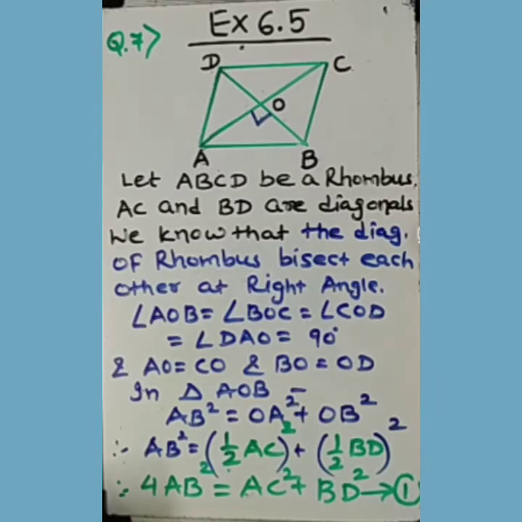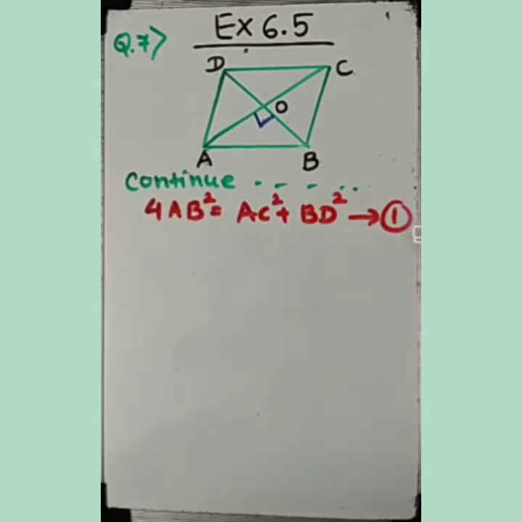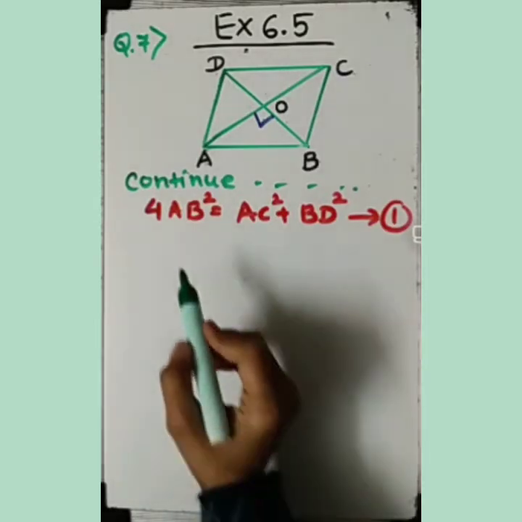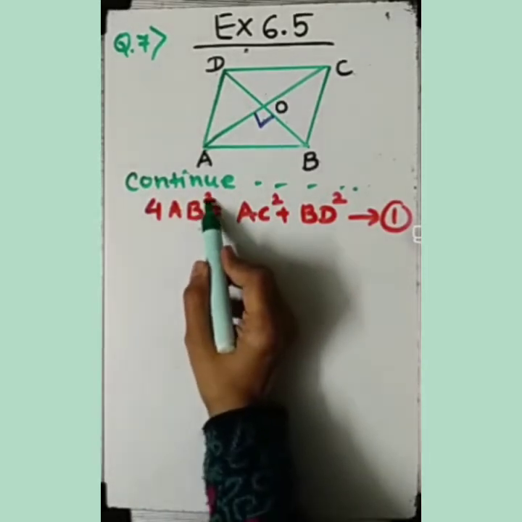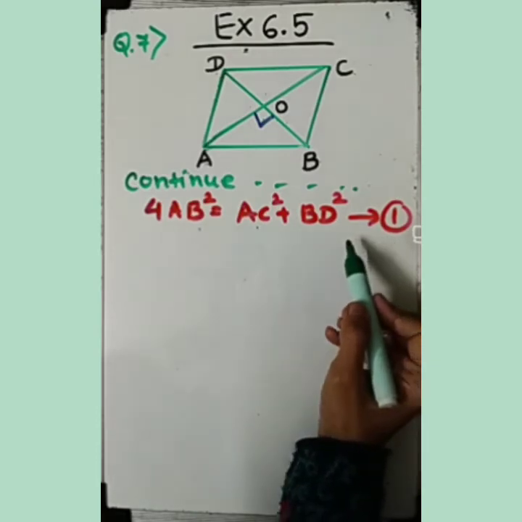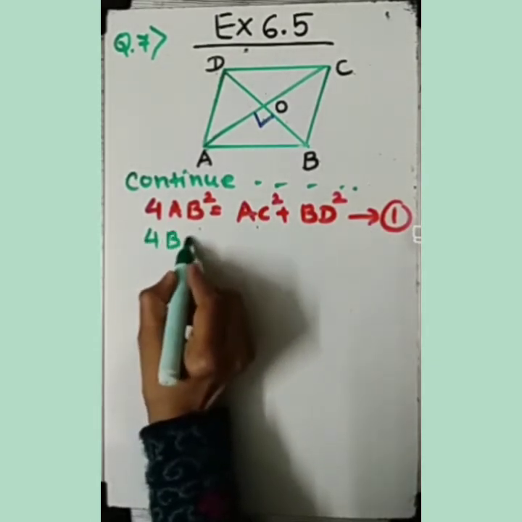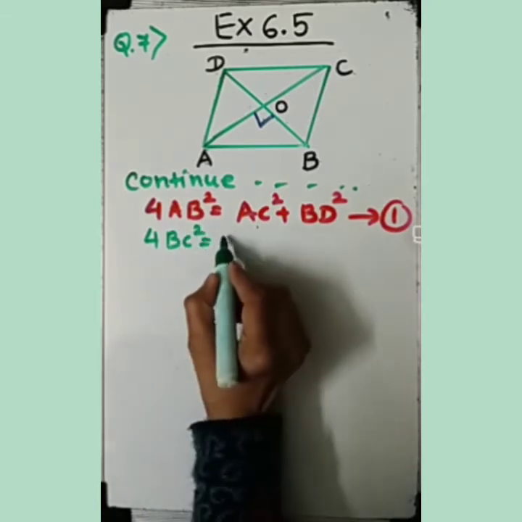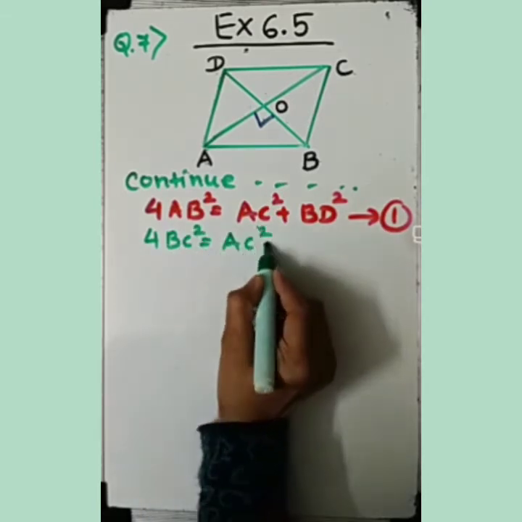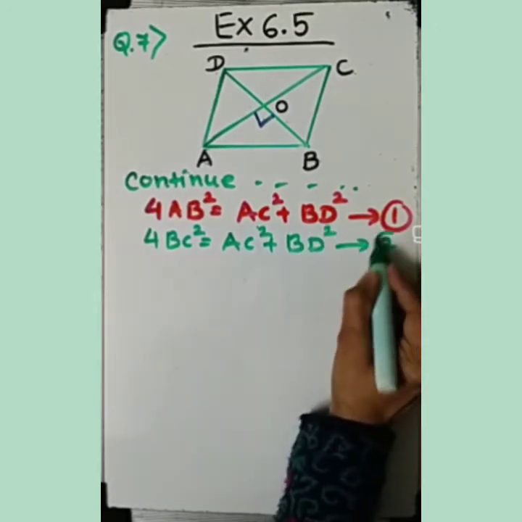Clear to you up to here? Let's see the further in the second part. Let's continue exercise 6.5, question 7. The first result we got is 4AB square equal to AC square plus BD square. Similarly, we can have the second result, 4BC square equal to AC square plus BD square. This is result number 2.